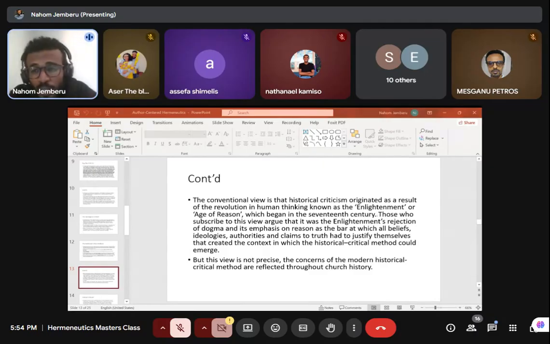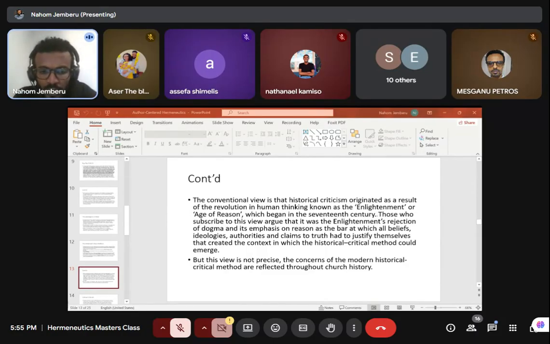We also see them try to do source criticism. For example, when it comes to the synoptic gospels, there was an attempt to harmonize them and to identify the source behind them. So it is true that the historical critical method was developed systematically and academically post-Enlightenment, but it's not entirely correct that the church was not interested in this critical approach before the Enlightenment period.